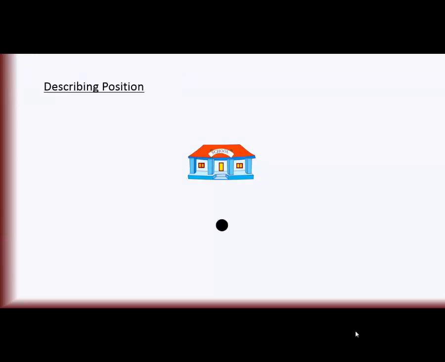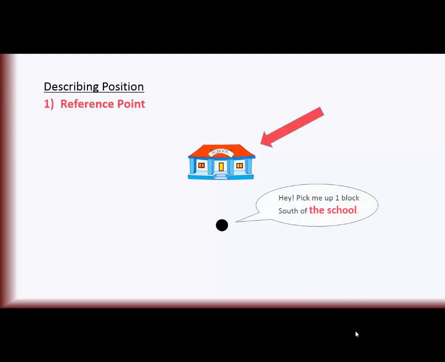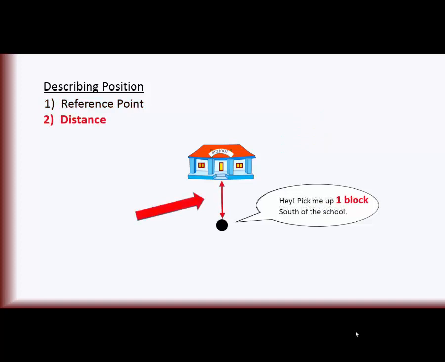There are three conditions necessary to accurately describe an object's position. First, you need a reference point. In this example, the school is the reference point. Reference points need to be objects or locations that stay fixed at one place. Second, you need to specify the distance from that reference point.